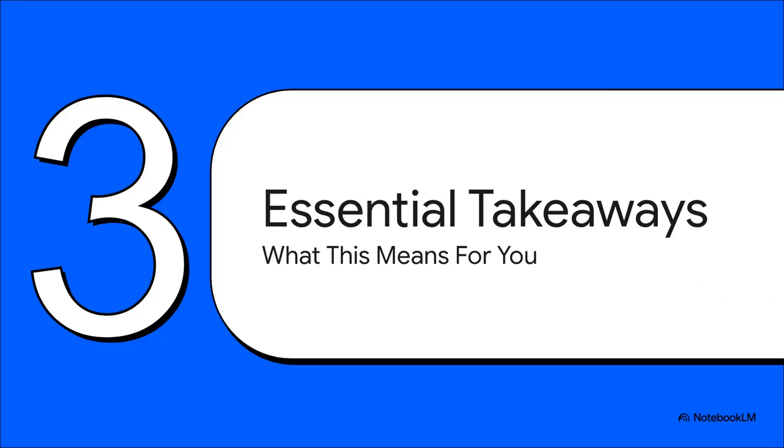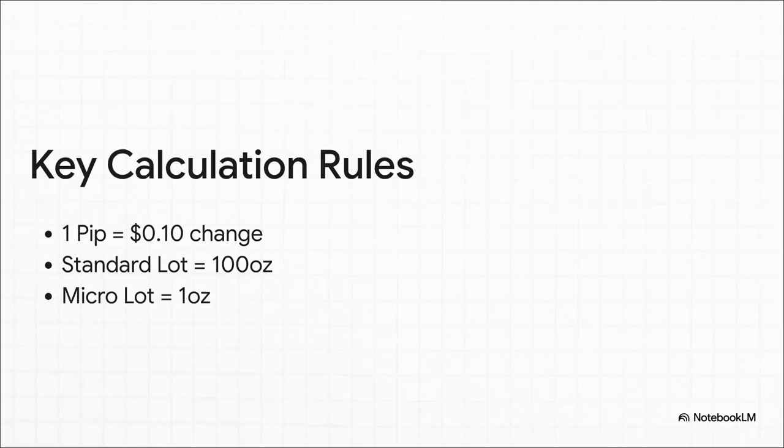So, we've covered pips, we've covered lots. Let's put it all together now and boil it down to the essential takeaways you absolutely need to know before you place your next gold trade. All right, to recap the core rules, let's burn these into your brain. 1 pip in gold is a 10-cent move. A standard lot makes a $1 price change worth $100. A micro lot makes that same $1 change worth just $1. You need to remember these numbers.